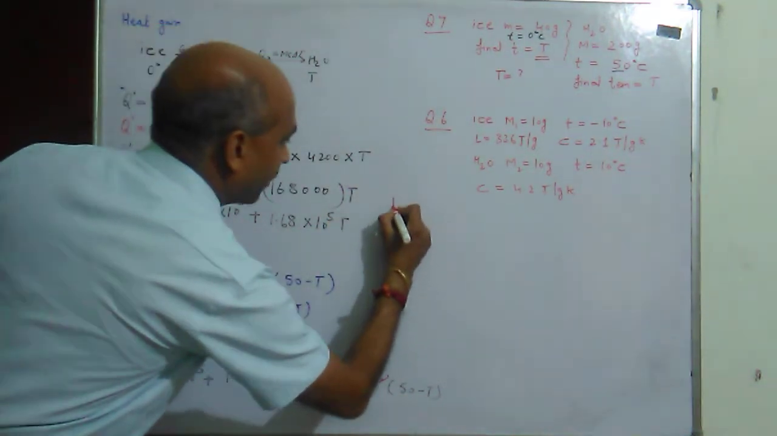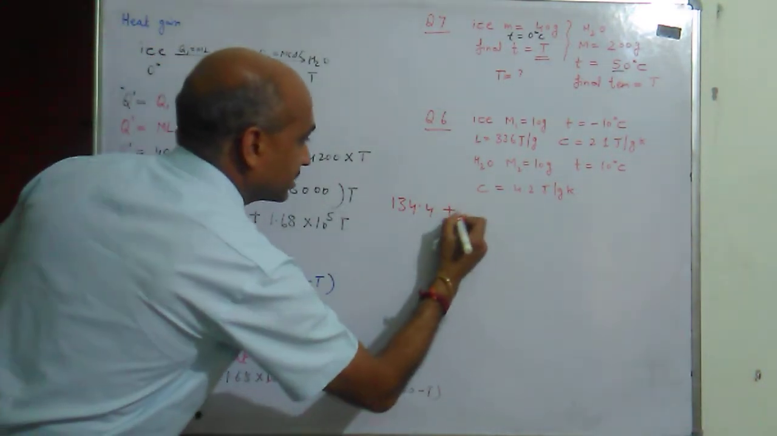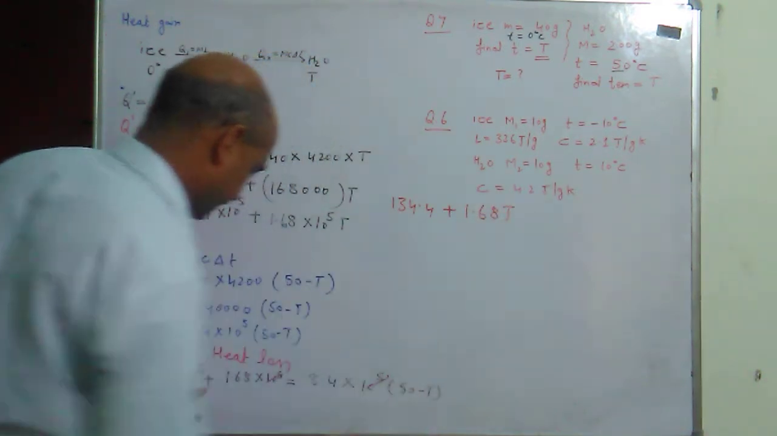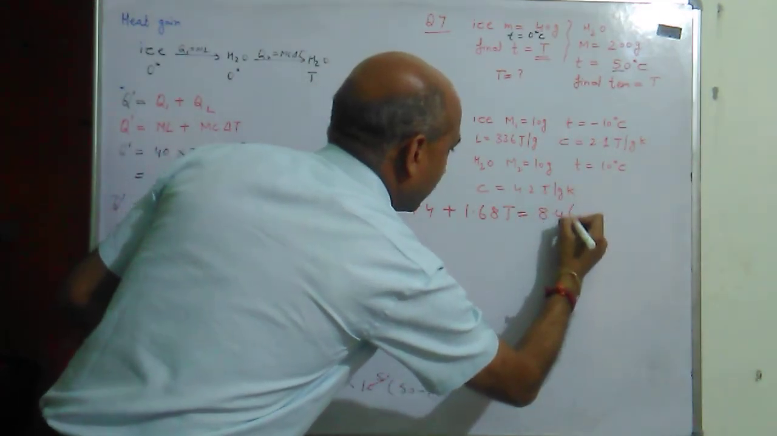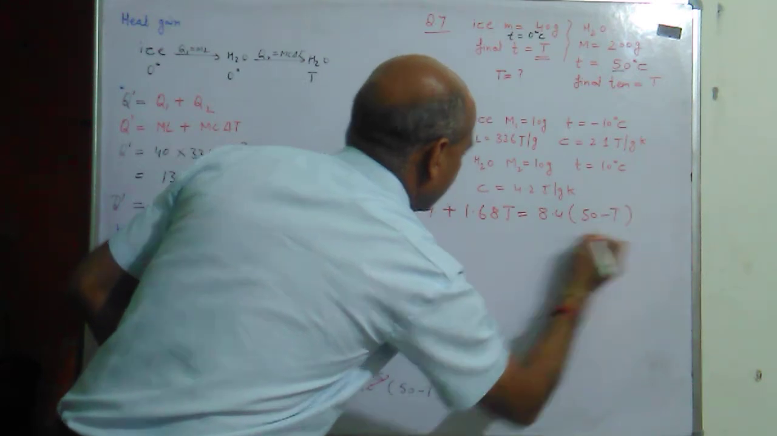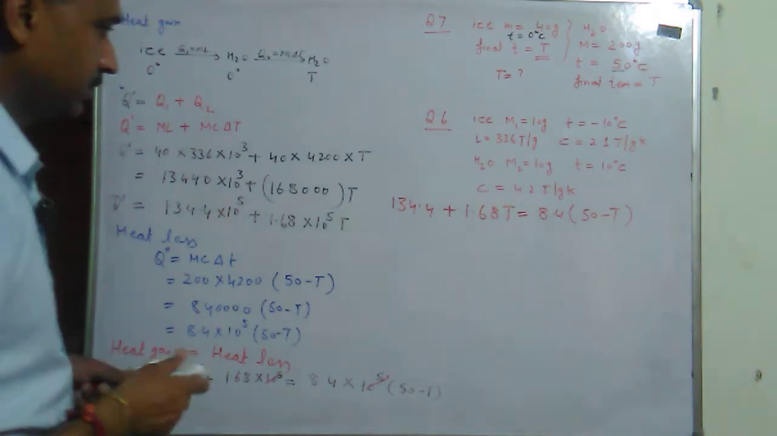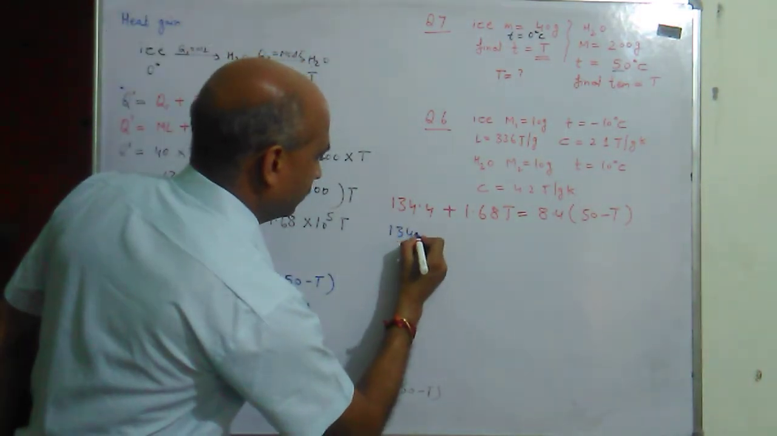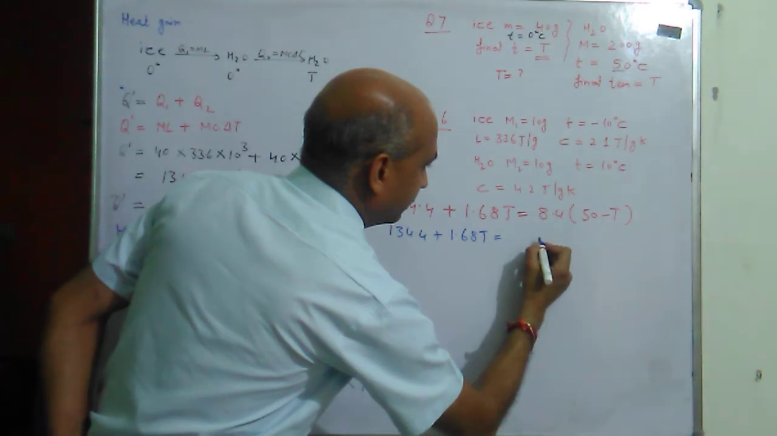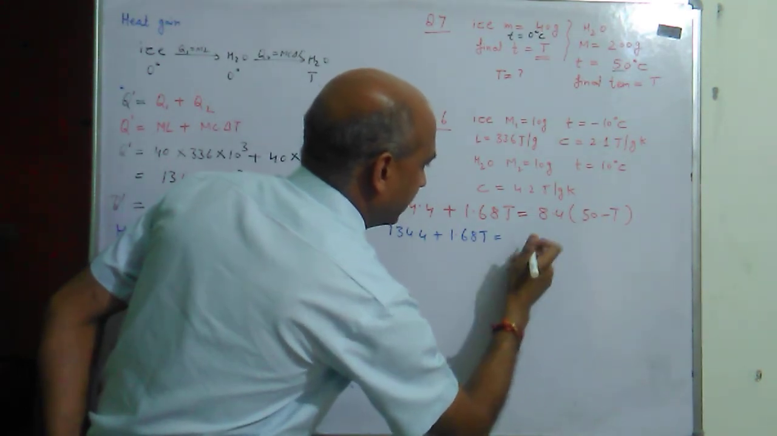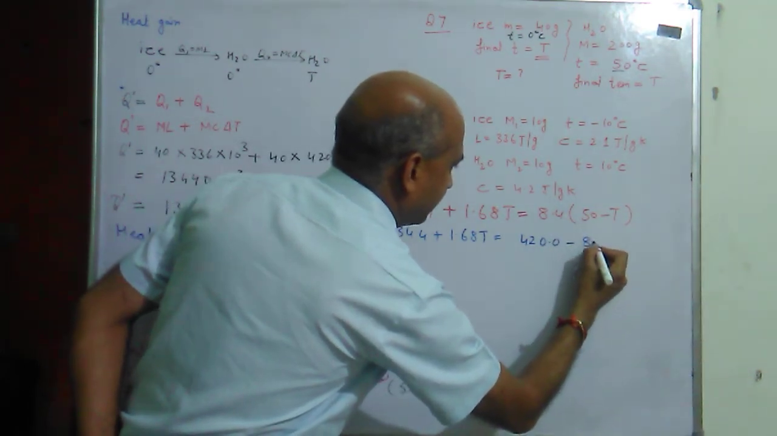So we get 134.4 and plus 1.68 T equals to 8.4 and into 50 minus T. So we have to solve again. This will remain as it is. Let us solve this: 134.4 plus 1.68 T equals to 8.4 times 50, which is 420, minus 8.4 T.